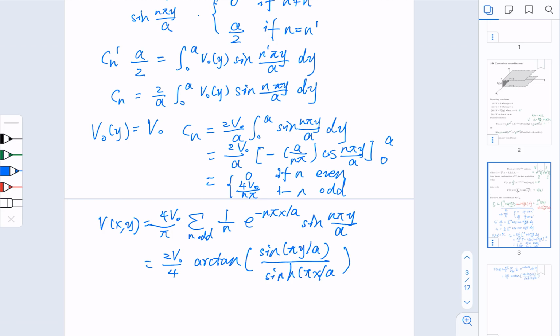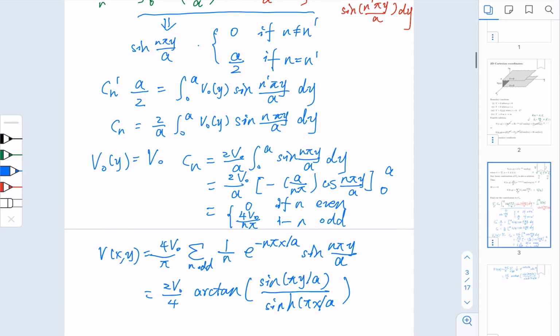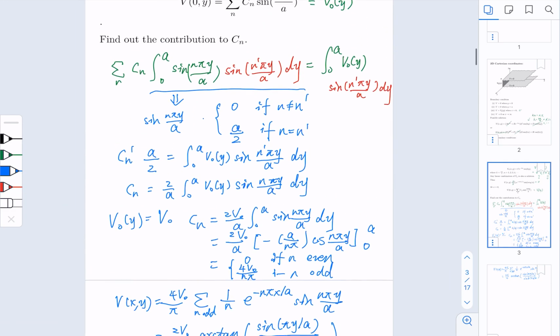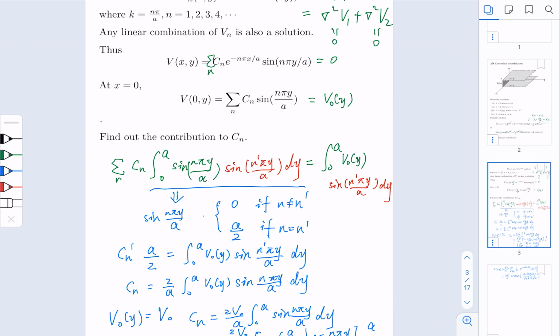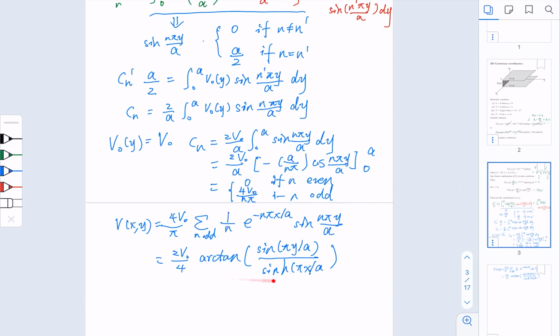Now you can see that really, starting from the separation of variables, we first think that V of x and y could be written as a sum over all these possible solutions, and then using this Fourier transformation, we are able to determine the Cn coefficient, and finally we obtain the solution of V of x and y. For when V of y is constant, you can double check that this solution indeed satisfies the Laplace equation with the correct boundary condition.